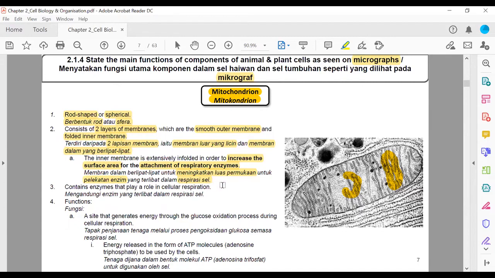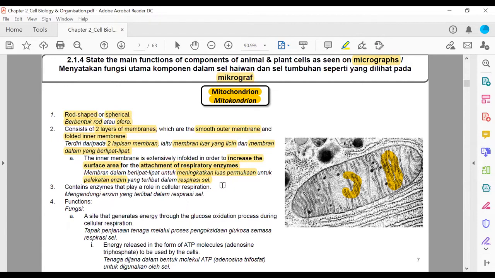So dalam organel ini berlaku respirasi sel, cellular respiration, dan proses ini memerlukan enzim. You know what is enzyme, right? Kamu dah belajar semasa PT3 dulu, dan don't worry, in Form 4 also we are going to learn enzymes. Kita akan belajar semasa chapter 5 nanti. What is enzyme? So, apa tujuan membran dalam dia berlipat-lipat?